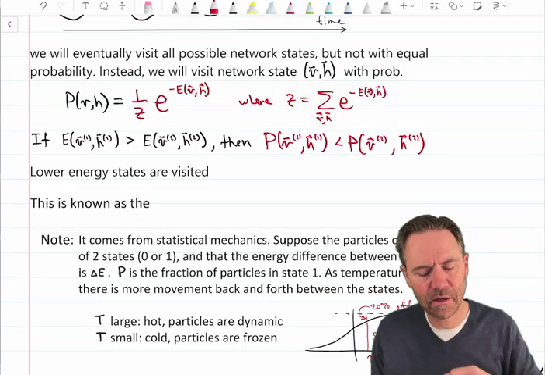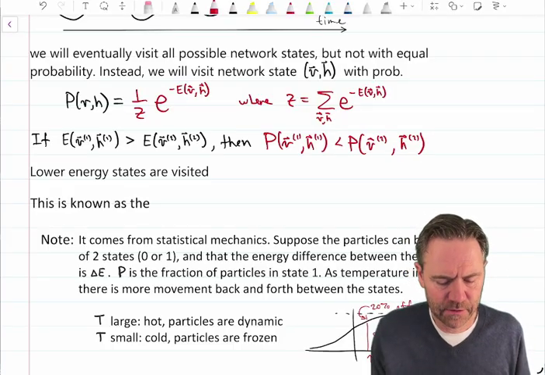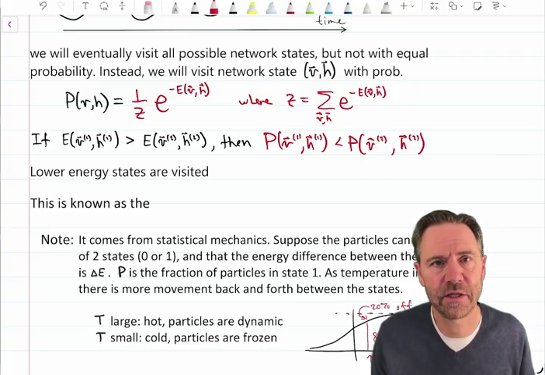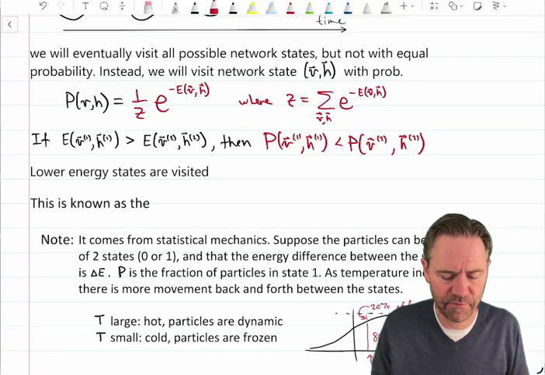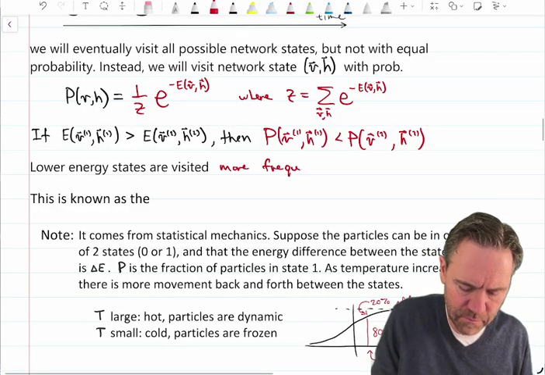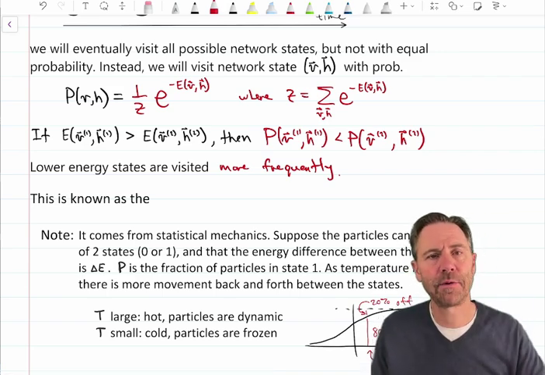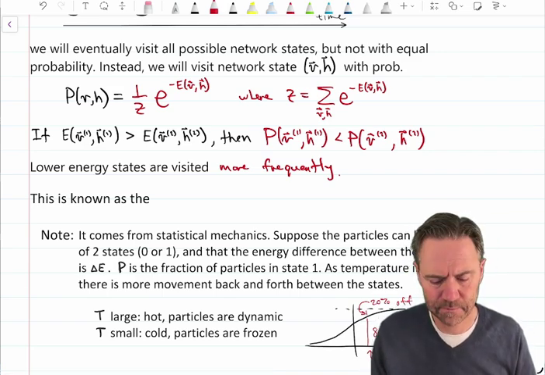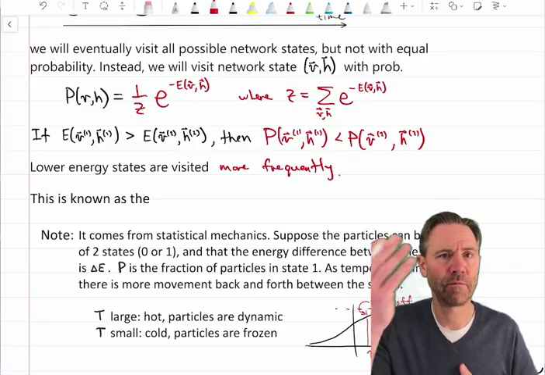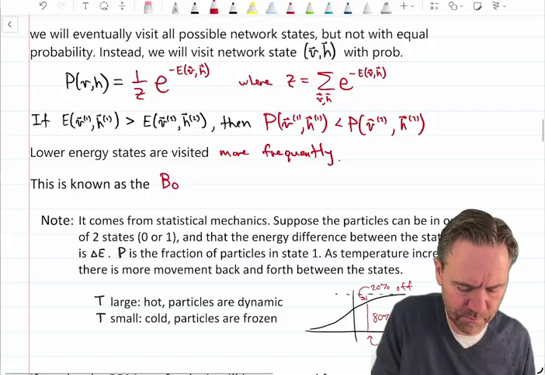Because it's little e to the minus E. So the higher the energy, well, I guess this next line states it nicely: the lower energy states are visited more frequently. And it's all because there's a minus capital E in the exponent. So when the energy is lower, you get a higher probability. So this is known as the Boltzmann distribution.